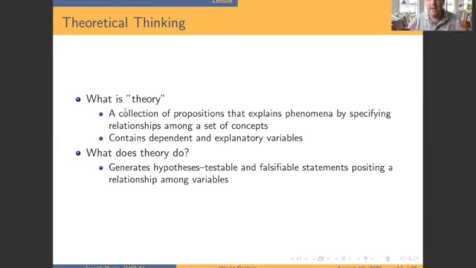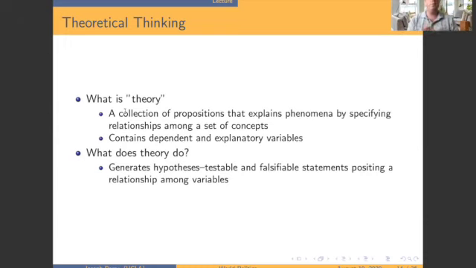Okay, so with that said, what is a theory? A theory is simply a collection of propositions that explains a phenomenon by specifying relationships among a set of concepts. So in our case, take the phenomenon of war. How do we explain why this phenomenon occurs? Well, we have dependent and explanatory variables, also known as independent variables. And different theories have different explanatory variables that explain the phenomenon of war.